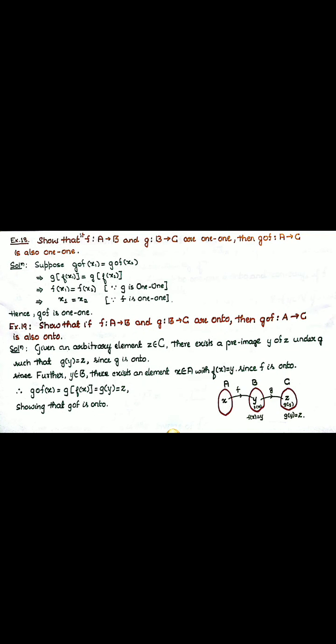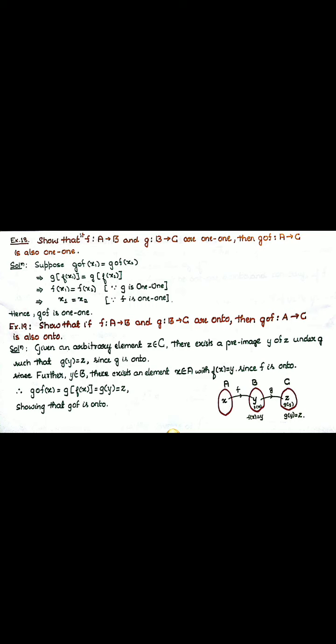Okay, next example, that is example 18. Show that if f is a function from A to B and g is a function from B to C are 1-1, in case f and g are 1 to 1 functions, then g composition f, a function from A to C, is also 1 to 1. We have to prove this.